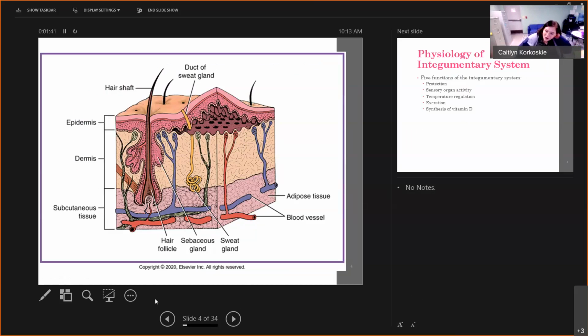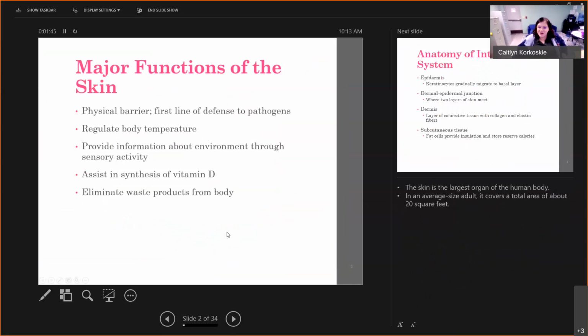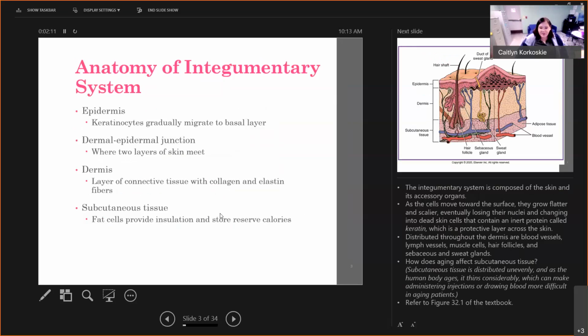We basically just went over, let me go back, the main function of the skin, which is the first line of defense against pathogens, helps to regulate our body temperature, provides information about our environment, which is telling if it's hot or cold outside, and that it's the largest organ of the human body, and that it covers a total area of about 20 square feet. And so now we're going into the different layers of the skin.